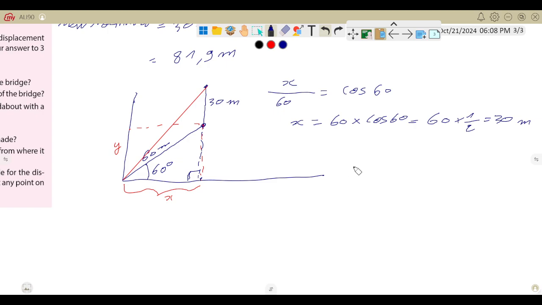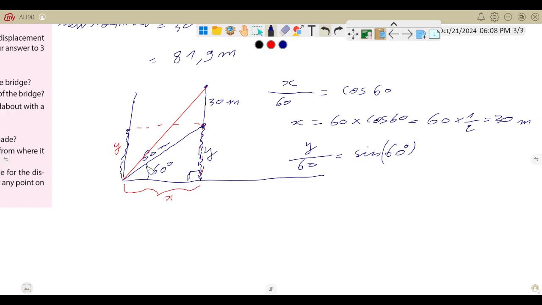Now let's move to the y. What is y? It's this distance. This is my y. I'm now interested in calculating the northward component. So I need to put y divided by 60. It's just like I'm dividing the opposite by the hypotenuse. What is given as a trigonometric function? Isn't it the sine of the 60 degrees?